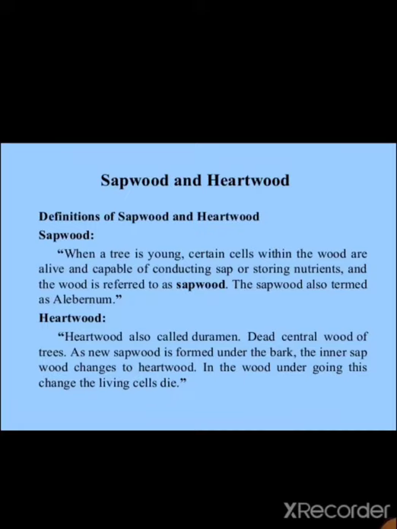First we study sapwood. When a tree is young, certain cells within the wood are alive and capable of conducting sap or storing nutrients, and the wood of this type, having this capacity and these functions, is referred to as sapwood. Sapwood's other name is alburnum. Heartwood, also called duramen, is the dead central wood of trees. A new sapwood is formed under the bark. The inner sapwood progressively changes into heartwood, and in the wood undergoing this change, the living cells die.